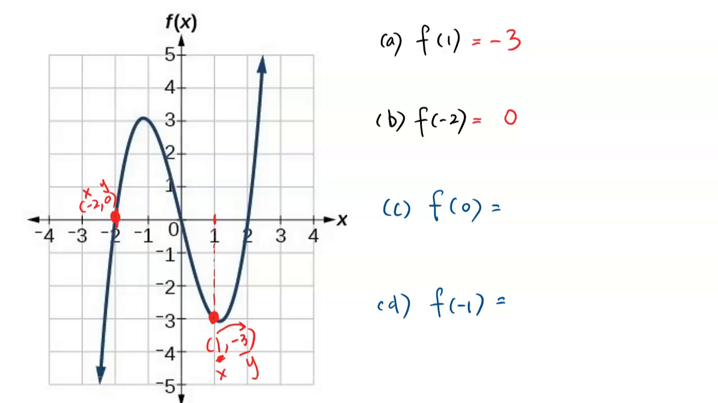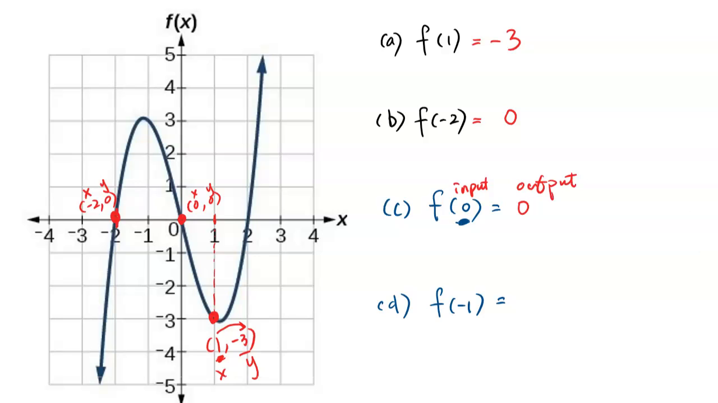Now here we go. F of 0, when the input is 0, what is the output? Well, when x is equal to 0, we have found this point on the graph. This point is (0, 0). So when x is 0, your y is also 0. So f of 0 is 0 because it maps the input of 0 to its output of 0.